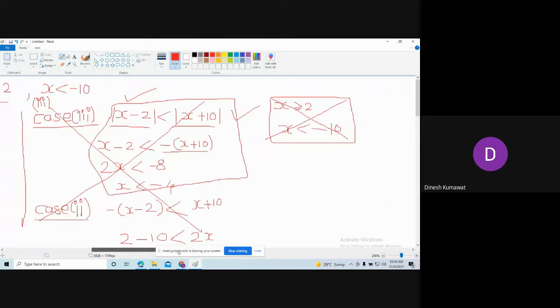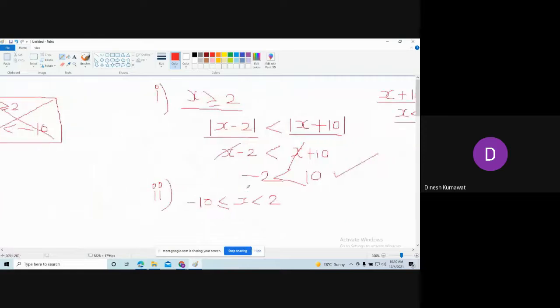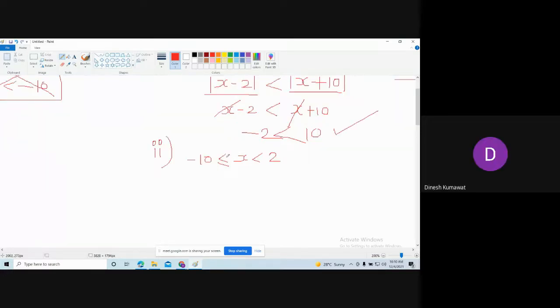Let me check it once again. Now tell me, what can I say about this first modulus then? x minus 2 is negative. So here I have minus of x minus 2. And what about this right hand side? Positive. So here we have x plus 10. Did everyone understand this? Yes, sir. So now you just simplify it. Here we have minus x plus 2, here we have x plus 10.